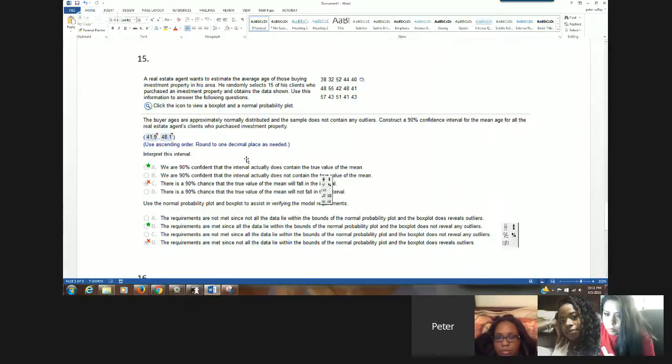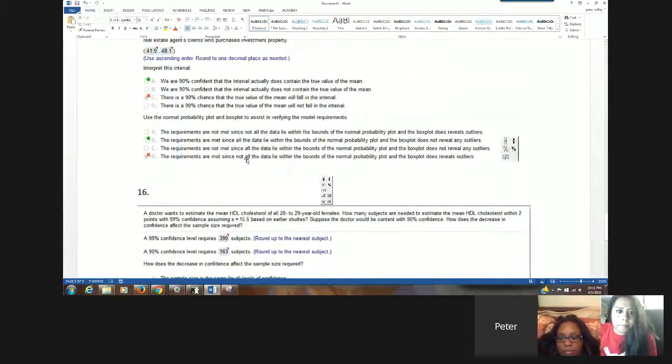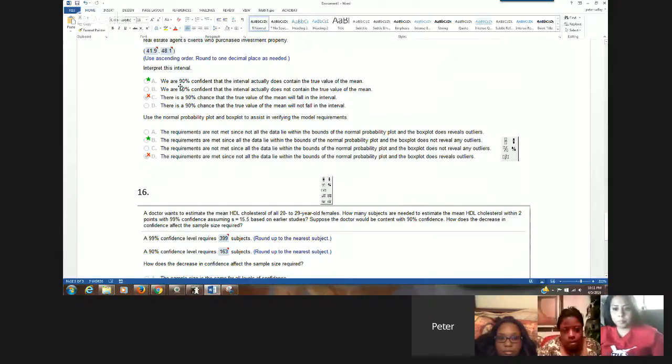Alright, and then the next part asks what does this actually mean? What does the confidence level mean? It should be something along the lines of we are 90% confident that the true population mean is somewhere between 41 and 48. Okay? That's what that first choice is saying, that we are 90% confident that the interval actually does contain the true value. So you want to be careful about thinking that 90% means chance or probability. That's not what it means. It's a measure of confidence, not a measure of luck, I guess.